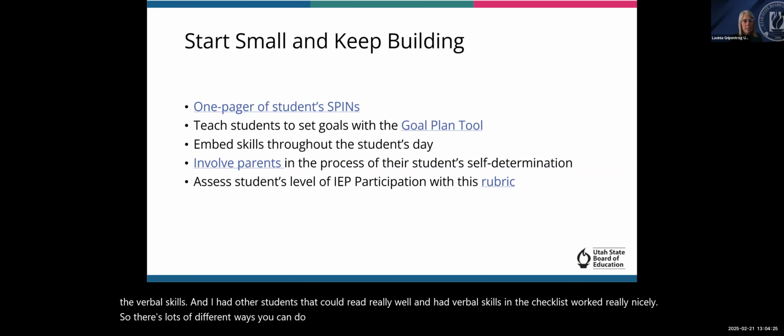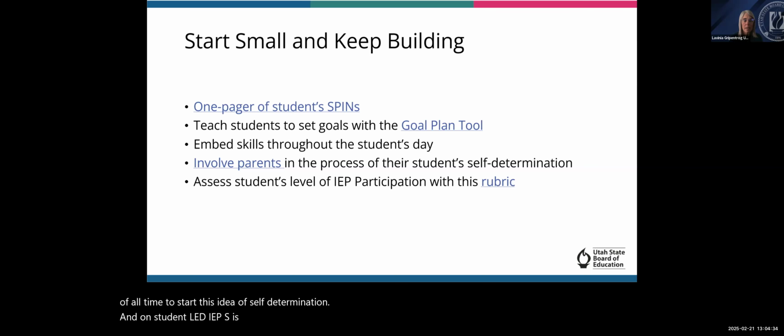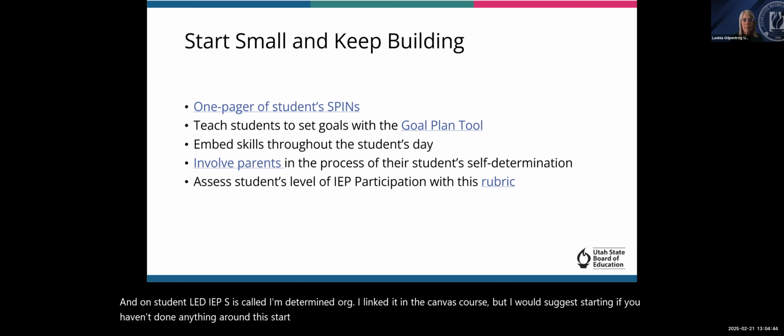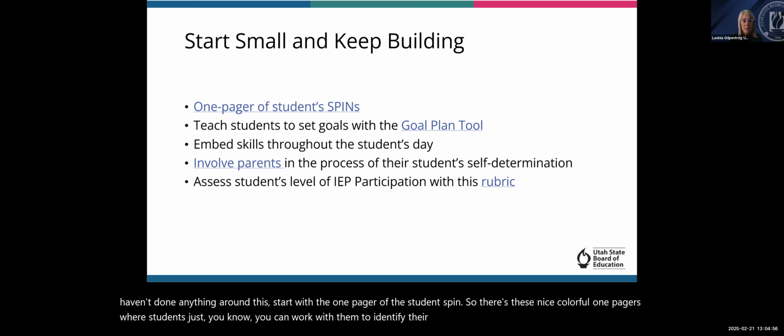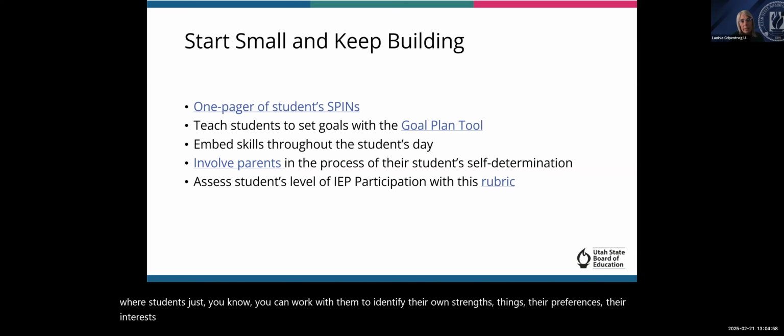I've embedded some links here because I have my favorite website of all time to start this idea of self-determination and student-led IEPs, called imdetermined.org. I linked it in the Canvas course. But I would suggest starting, if you haven't done anything around this, with the one pager of the student spin. There are these nice, colorful one pagers where you can work with students to identify their own strengths, preferences, interests, and needs, areas where they need help.